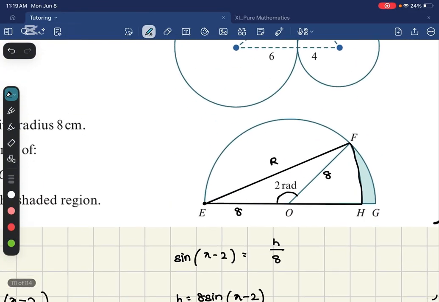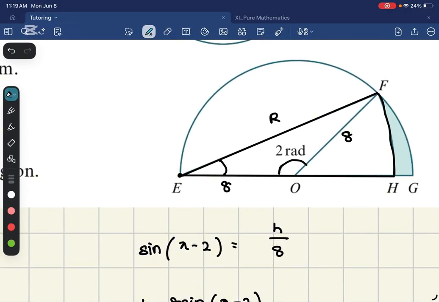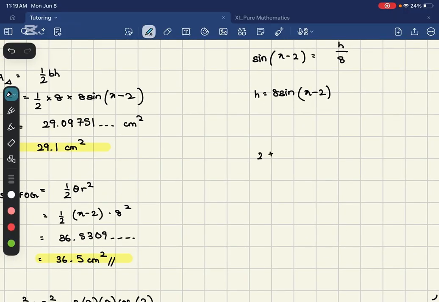So we know EF. What is this angle? Well, now we need to find this angle. Now remember, this is 8 and this is 8. So this is an isosceles triangle. So if this is alpha, this is also going to be alpha, right? So 2 radians plus 2 alpha, the sum of the 3 angles must be pi radians. So 2 alpha must be equal to pi minus 2. Alpha is pi minus 2 divided by 2.